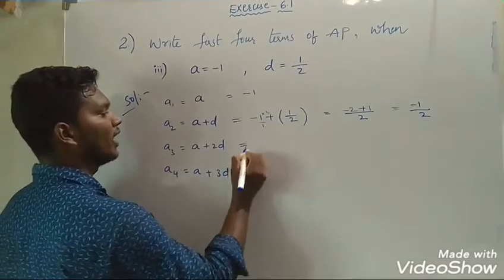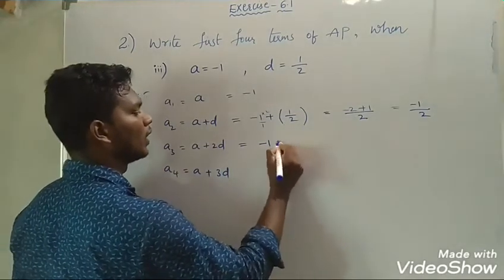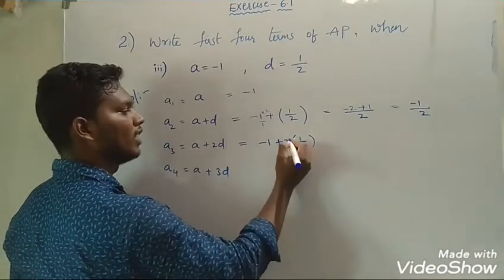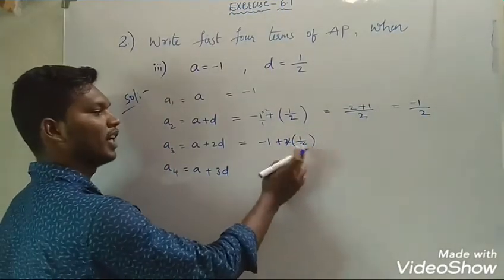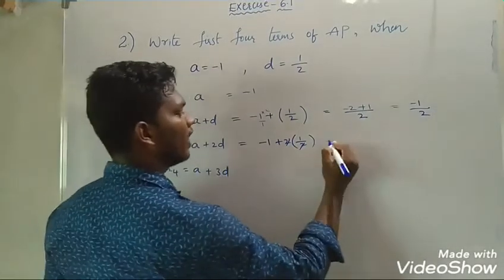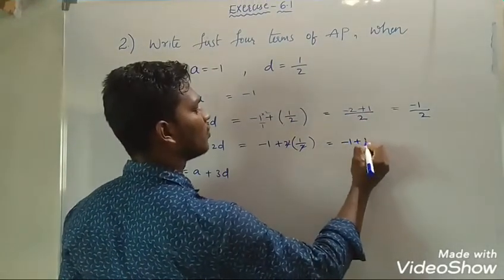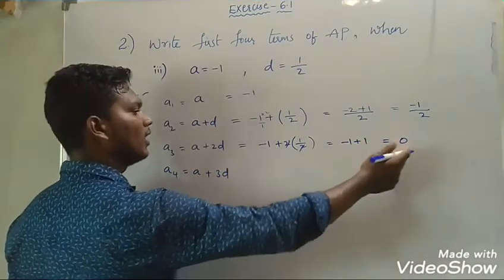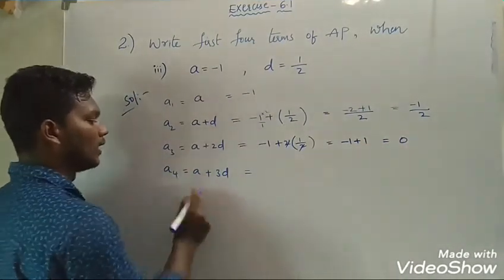Next, a plus 2d, right? The value of a is minus 1 and the value of d is 1 by 2. So these two and these two get cancelled because one is in the numerator and one is in the denominator. So finally we have minus 1 plus 1, so it will be 0. Minus 1 and plus 1 will get cancelled, so 0.